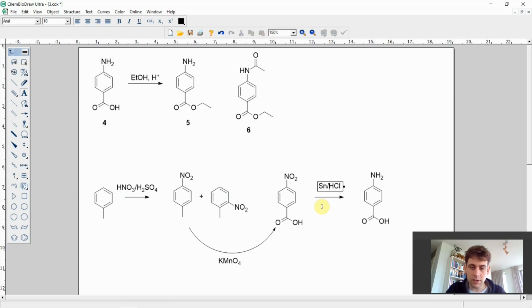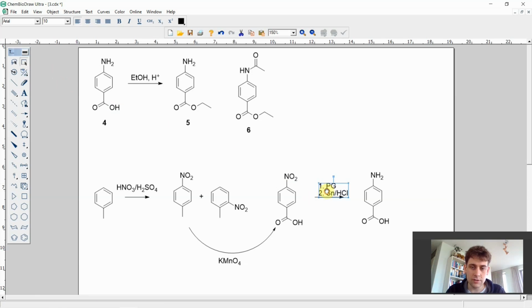One thing to remember here is that this reducing agent may also interact with our carboxylic acid group, because this can also be reduced, maybe to an aldehyde or an alcohol. And something that we can potentially do to circumvent or counteract this is introducing a protecting group onto our carboxylic acid.